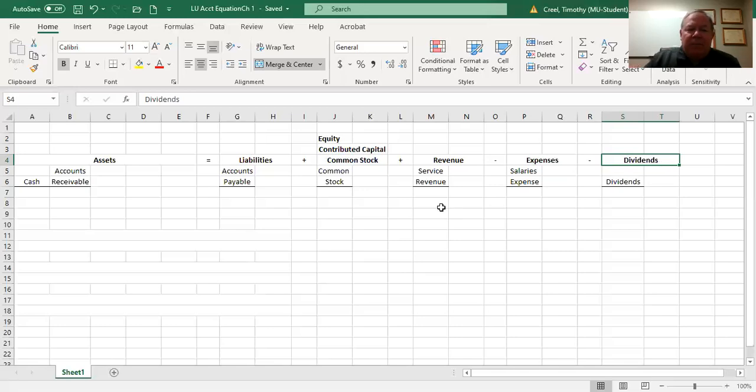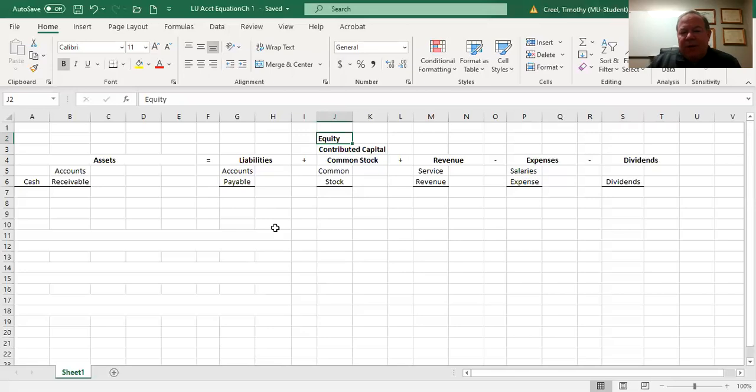So basically this equation should always be in balance. The assets should always equal the liabilities plus the equity. And as we look at a lot of different business transactions in this course, this accounting equation should always be in balance. Now, let's look at a few transactions, and you'll be able to see what I'm saying.